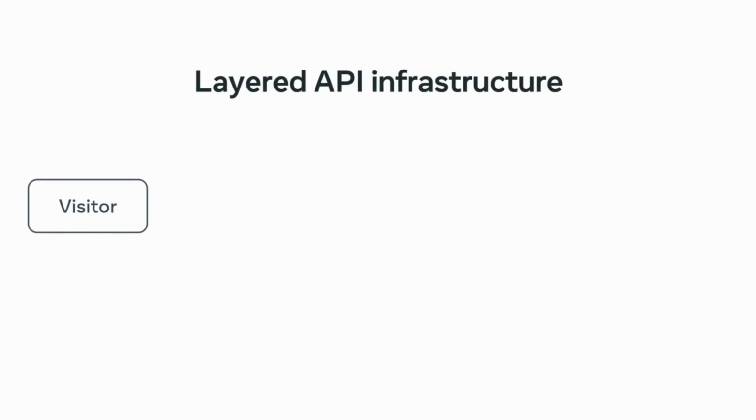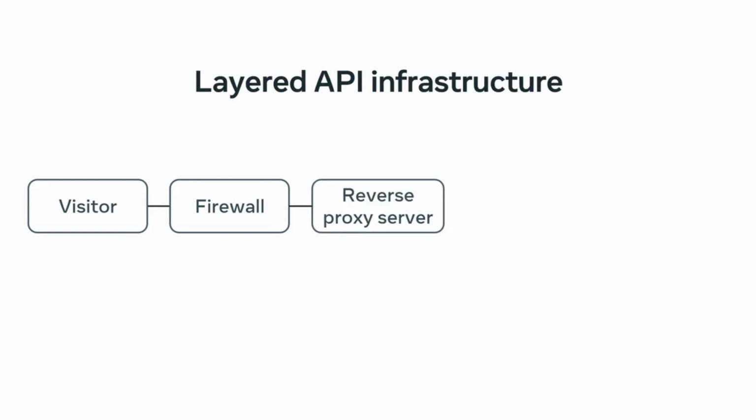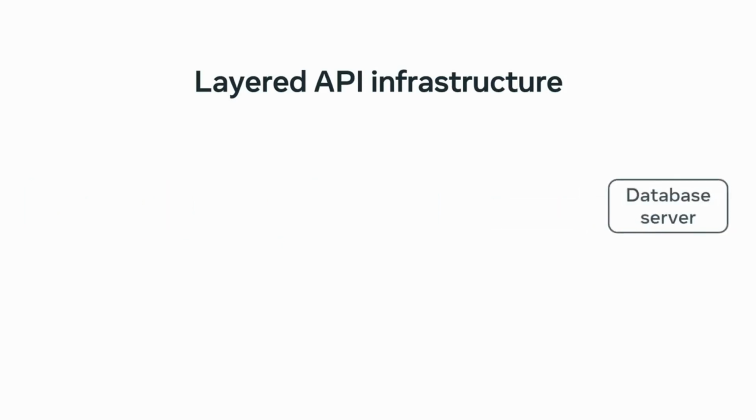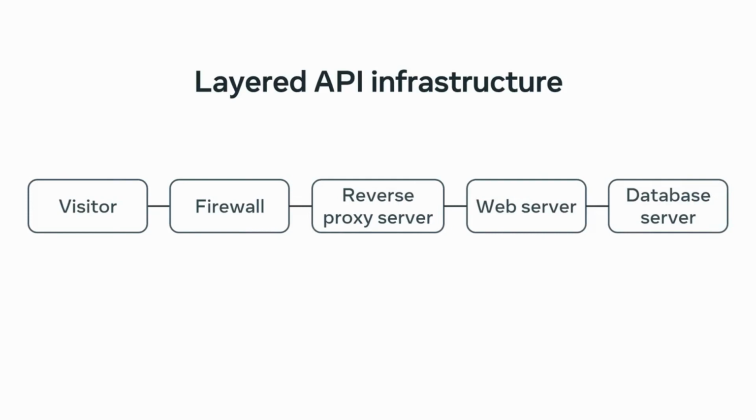A visitor sends a request to your domain, which goes to the firewall first. From there, it goes to a reverse proxy server that sits in front of your web server. The reverse proxy server transfers the call to one of your web servers. Then the web server connects to the database servers. The database server prepares the response and sends it back to the reverse proxy, which finally sends it back to the visitor who made that request.